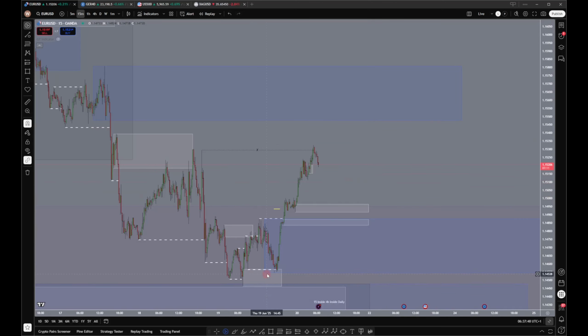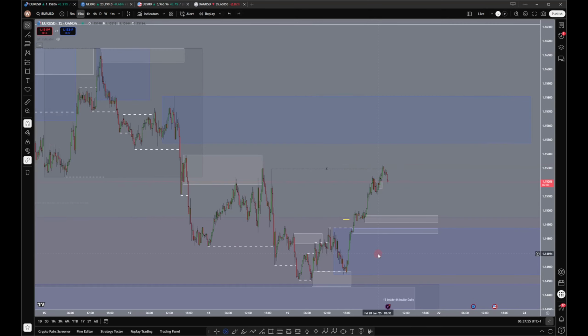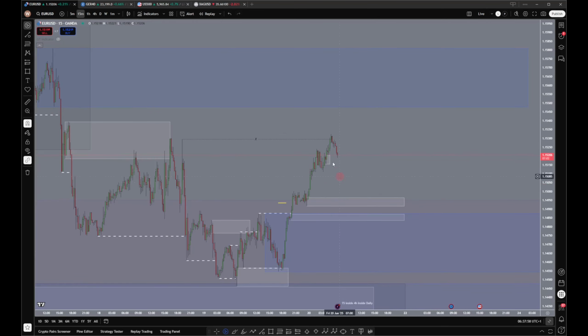So now that we are in line with the swing structure and internal structure on the 15-minute, we can start to look for longs. We've got some areas of demand left behind when we had this reaction. So we can see that from this leg, here's our premium, here's our discount. We've got an area of demand which we have just reacted from, so we'll see how that plays out.